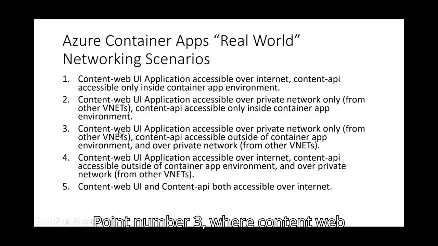Point number three, where content web application will be accessible only from other VNets over a private network, and content API will also be able to access from other VNets over private network and outside of container app environment. So from scenario one and two, as opposed to accessing the content API only inside the container app, in number three, we are going to actually allow access outside the container app environment, but over the private network. That's scenario three. Point number four, content web application is accessible over the internet, but API layer is accessible only within the VNet or over the private network or across other peered VNets. And point number five is content web and API both are accessible over the internet. Let's start with scenario one.